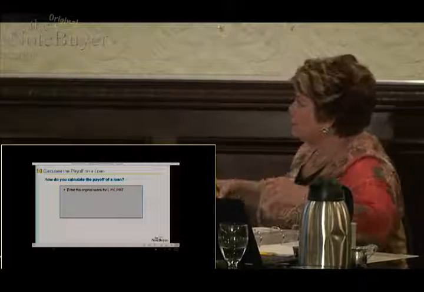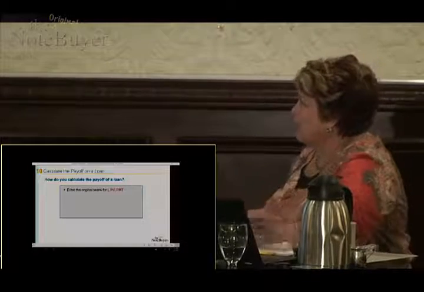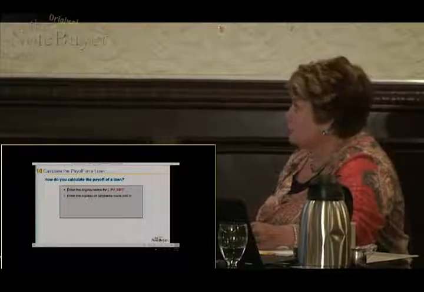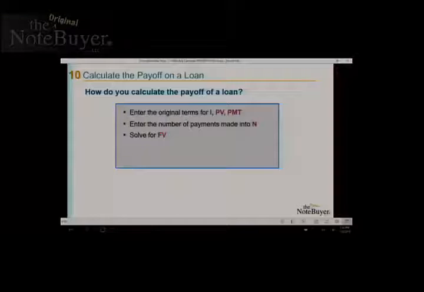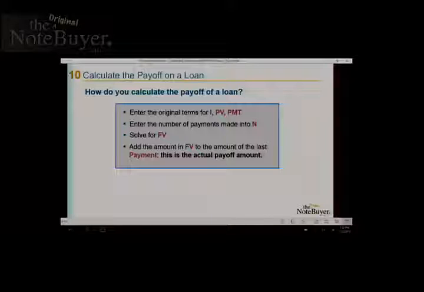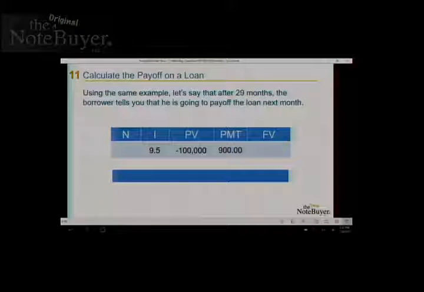Okay. So, as Lisa said, you enter the original terms, you enter the number of payments that were made, and then you solve for FV. And then you add the amount that's in FV to the last payment to get the actual payoff. So, using the same example, let's say that after 29 months, the borrower tells you that he's going to pay off the loan next month.